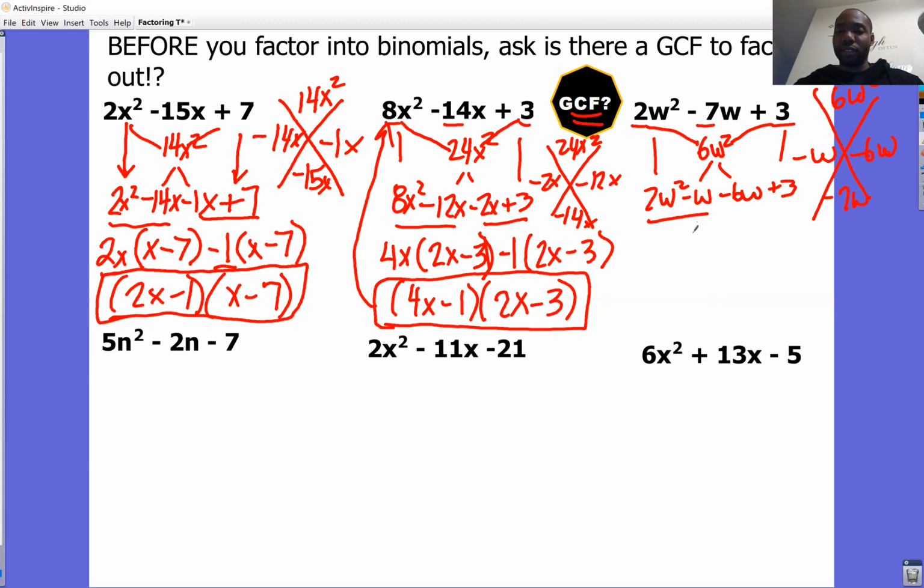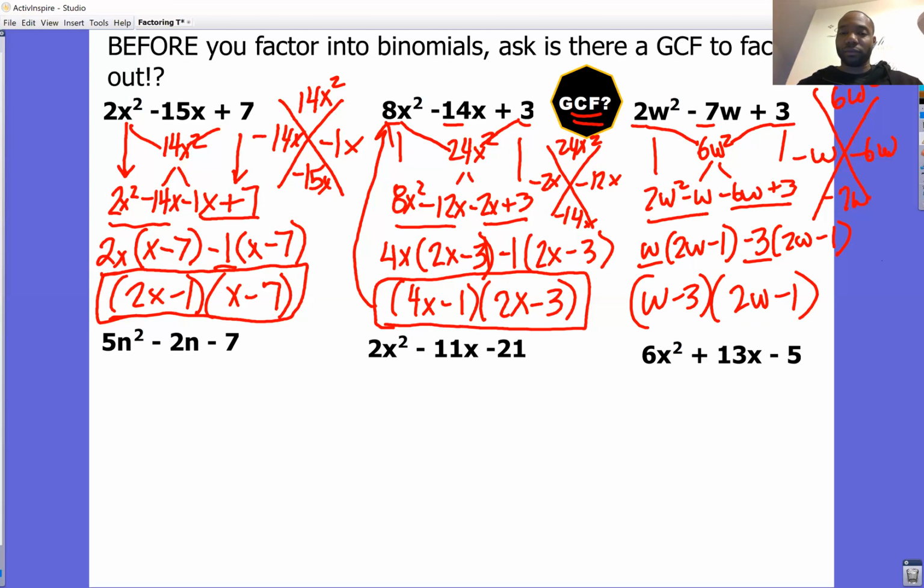So we group this. What's the greatest common factor? We can take out a w, and we end up with 2w minus 1. Here, I can take out a negative 3 to end up with 2w minus 1. And now bring our GCFs together, w minus 3 times 2w minus 1.